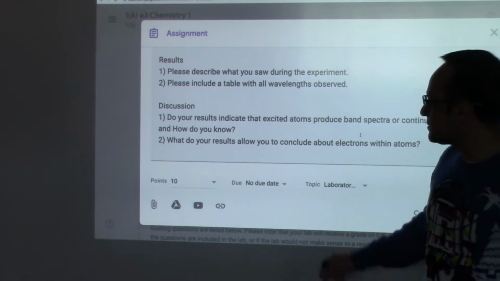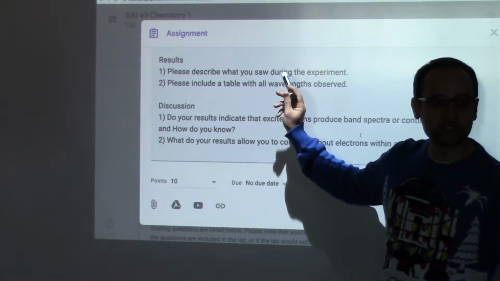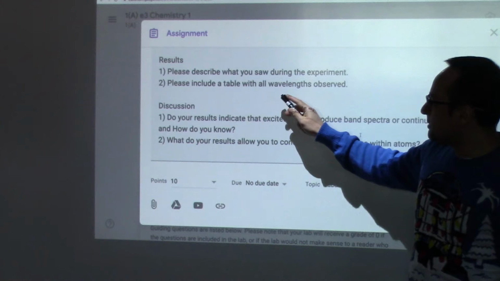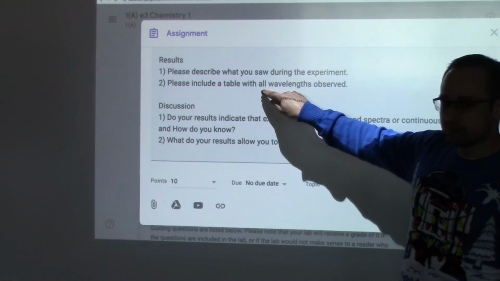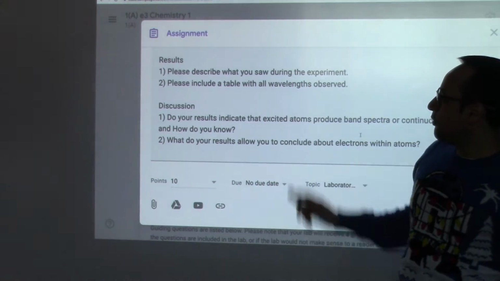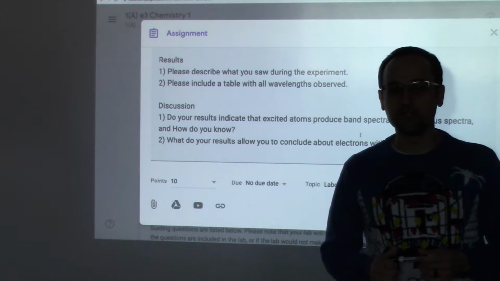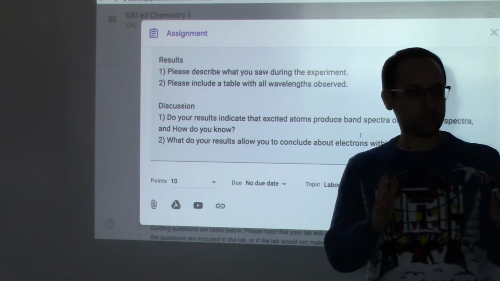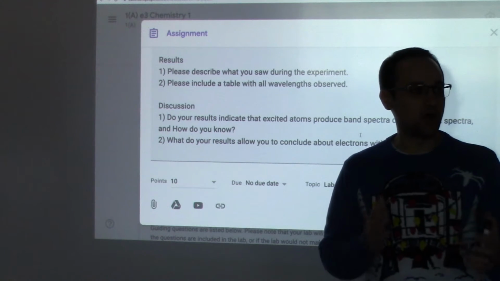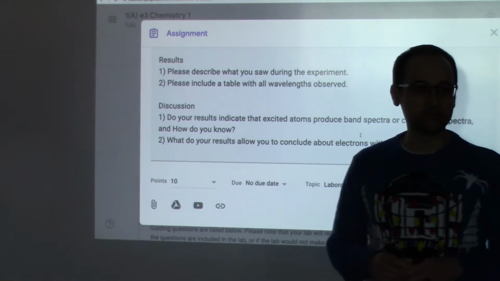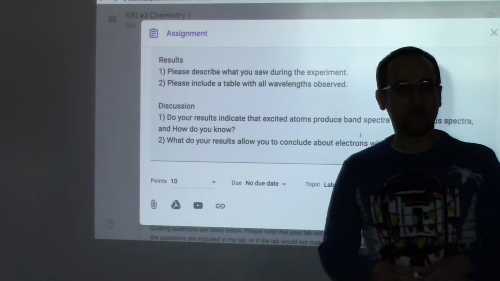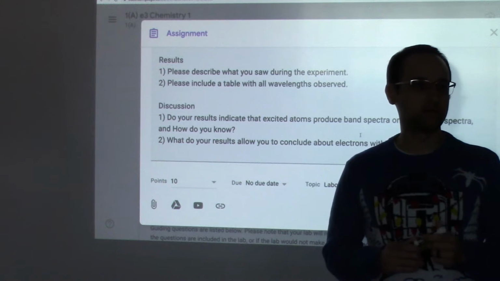Okay, results. This is pretty simple too, right? You've got your results table in your notebook, and you're going to include that for step 2 here. But for step 1, what you want to do is describe what you actually saw during the experiment. You completed an experiment, and you saw different things, right? So you want to write about what you saw. When you looked at sunlight, what did you see?